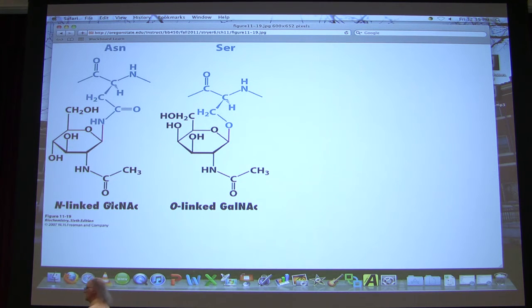Different glycoproteins are made in different places in the cell. N-linked glycoproteins are made starting in the endoplasmic reticulum, but they get processed further in the Golgi apparatus. So there's a transport, there's a travel that's happening in the cell. O-linked glycoproteins are made solely in the Golgi apparatus.